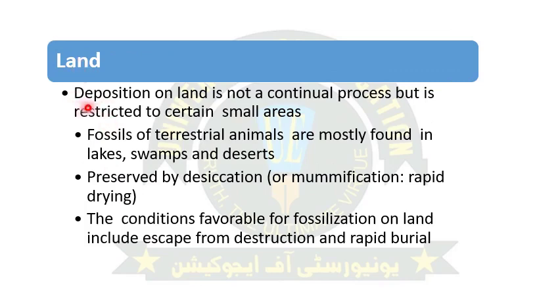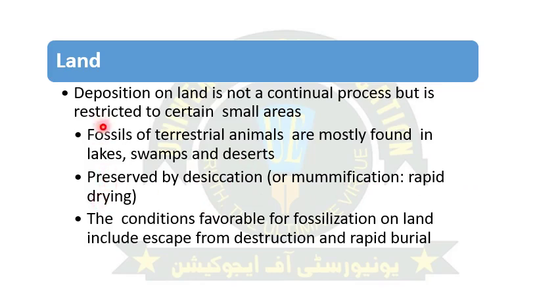On land, deposition is not a continual process but is restricted to certain small areas. Fossils of terrestrial animals are mostly found in lakes, swamps, and deserts. These are the main areas where fossils can be found. Organisms can also be preserved by desiccation or mummification, that is, rapid drying.